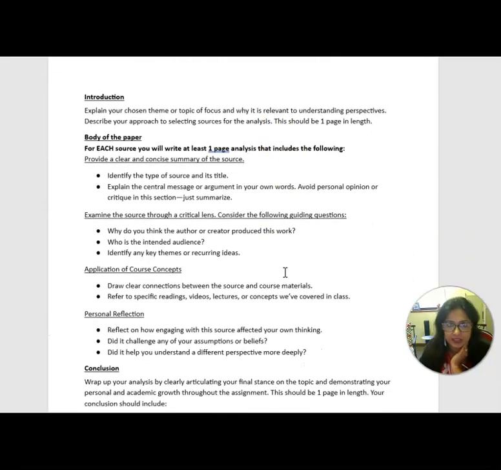So here are the detailed instructions. Introduction: talk about your chosen topic and why it is relevant. Remember, in the proposal you gave a brief explanation, so that part could easily come over here and then you add on to it. Then you will talk about each of the 3 resources separately, at least one page per source. You're identifying the source and the central message. What do you think the author produced? What were the intended audience and key themes? What connections have you made with the source material, specific readings and everything else in the class?